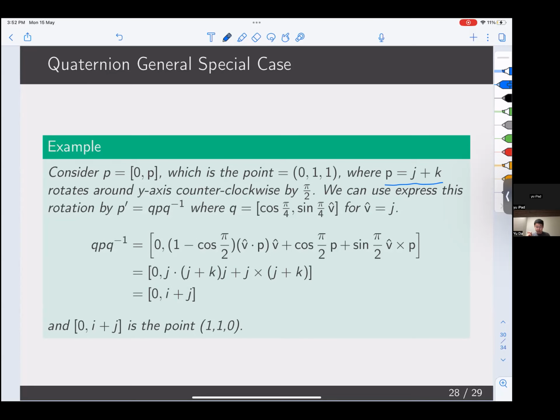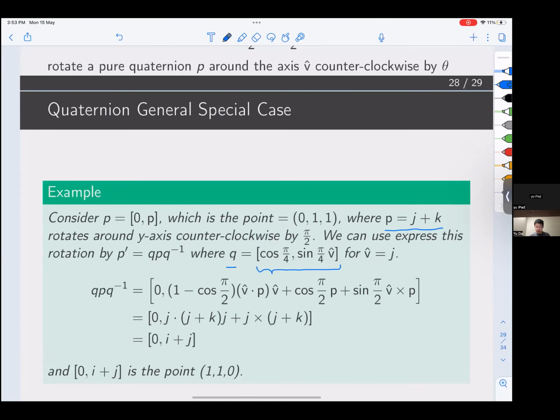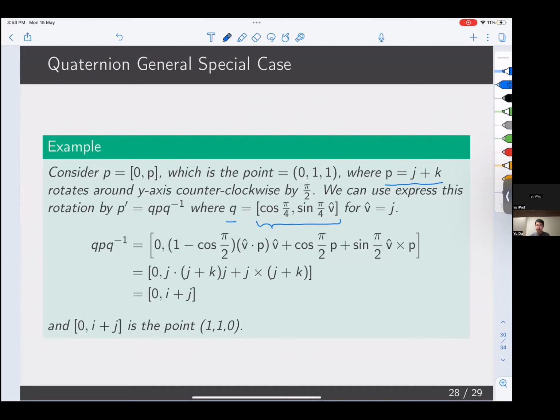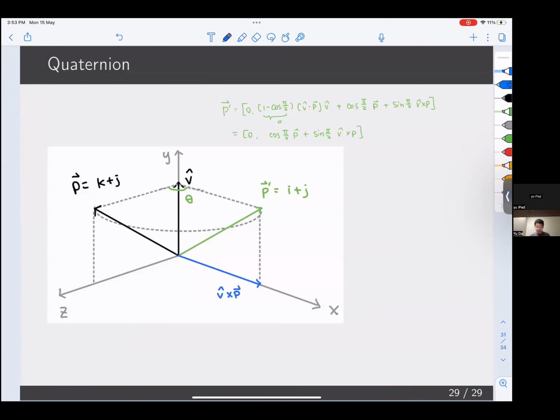We can describe this by using a quaternion Q that is cosine pi over 4 plus sine pi over 4 times V. Here, pi over 4 is because by definition there is a half angle. So if we want to rotate by theta, we apply the quaternion with only half the angle. By applying the algebraic rule, we'll see that we get the result we want. We'll see the visualization here.